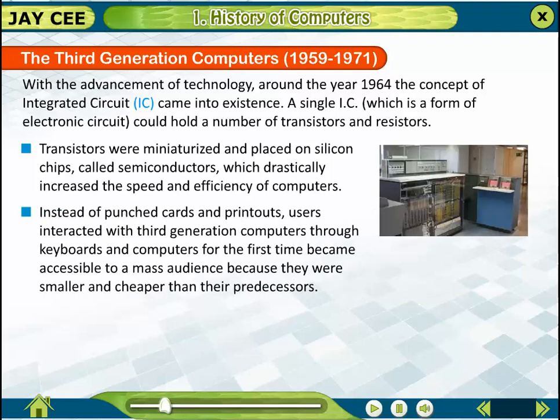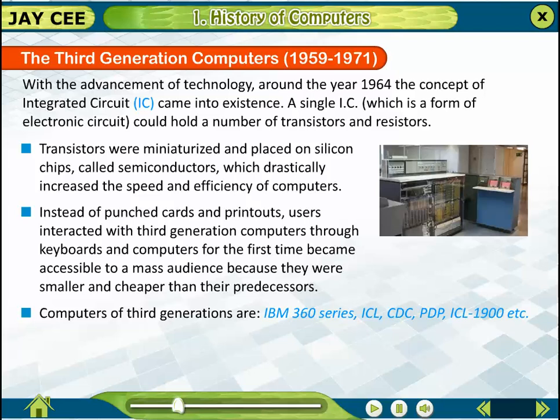Instead of punched cards and printouts, users interacted with third-generation computers through keyboards, and computers for the first time became accessible to a mass audience because they were smaller and cheaper than their predecessors. Computers of third generations are IBM 360 series, ICL, CDC, PDP, ICL 1900, etc.